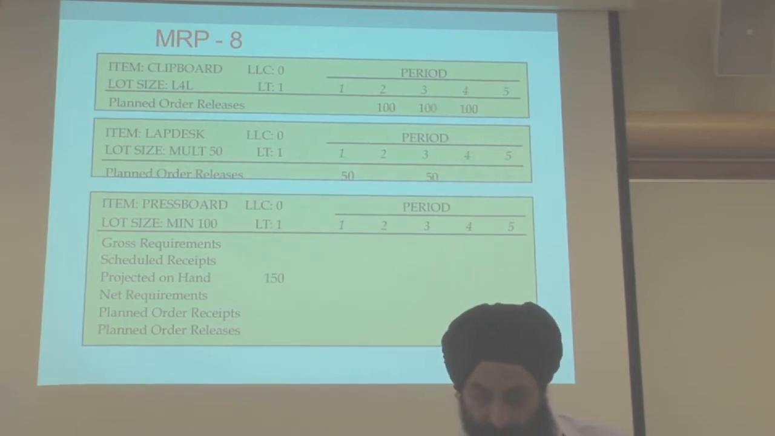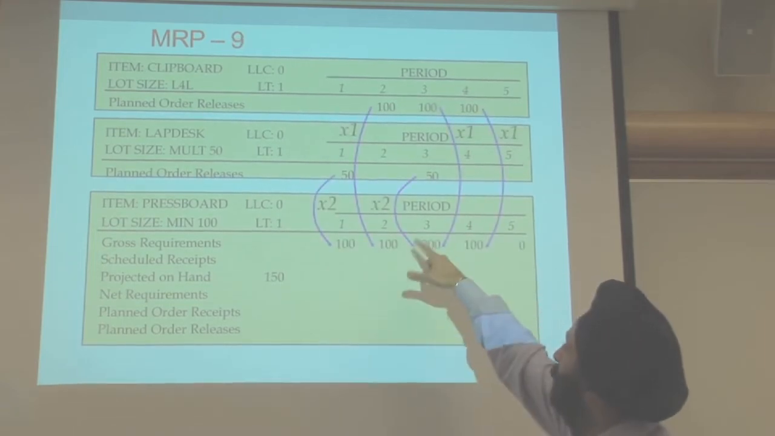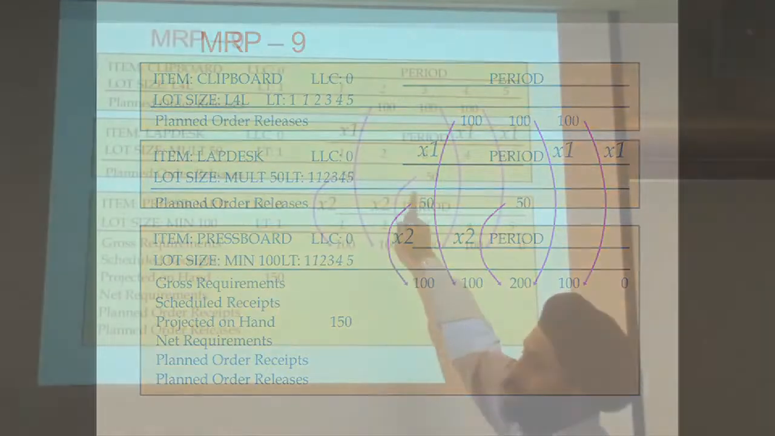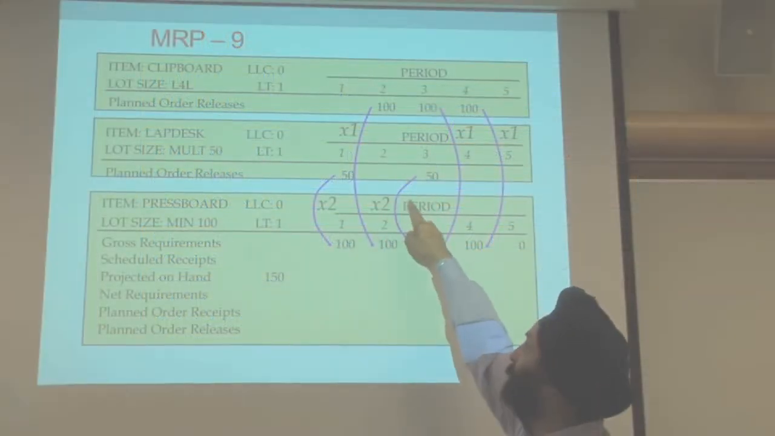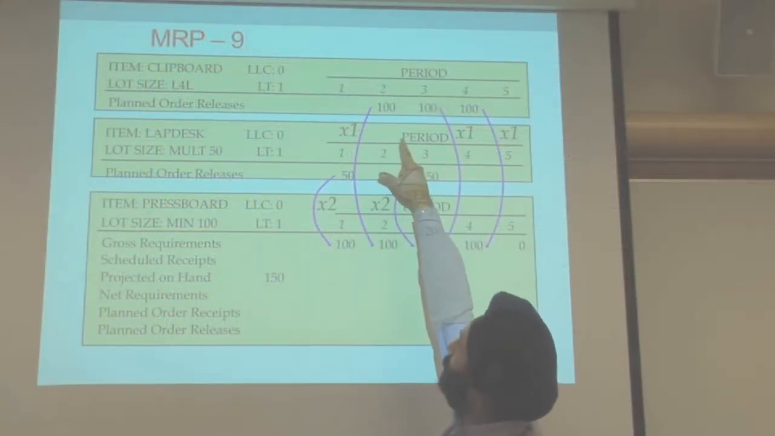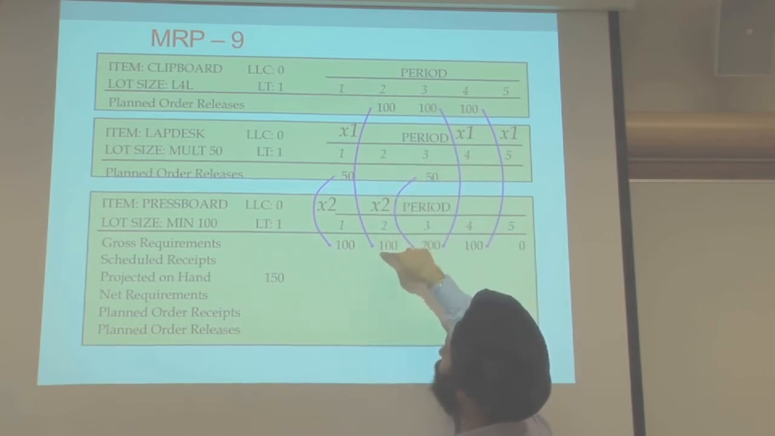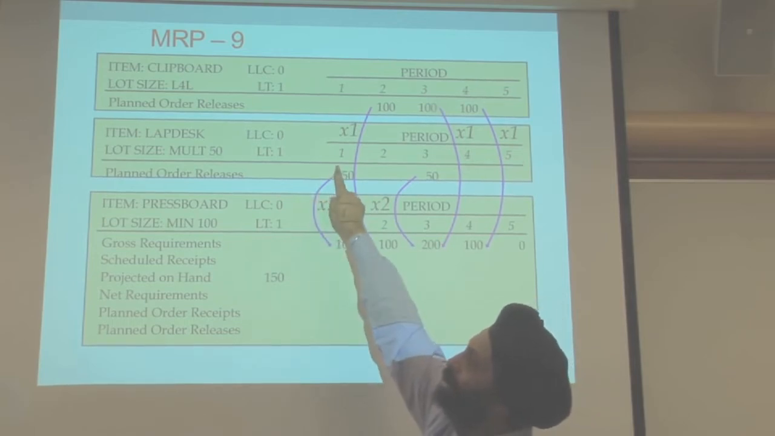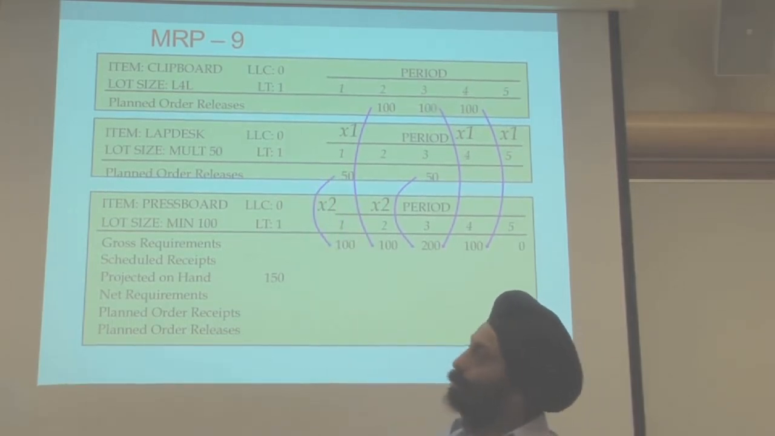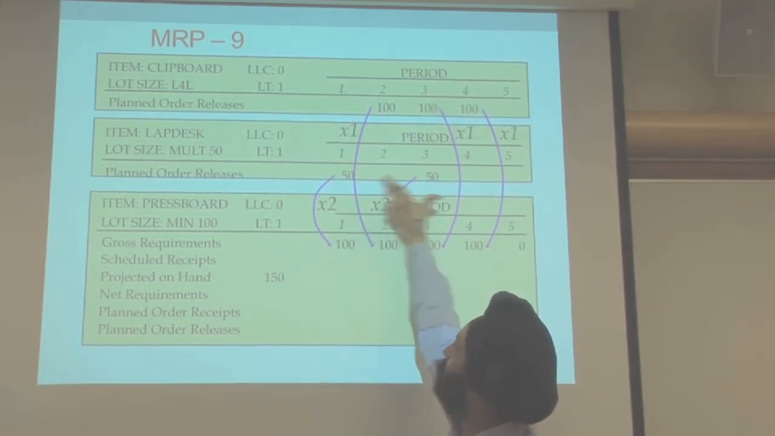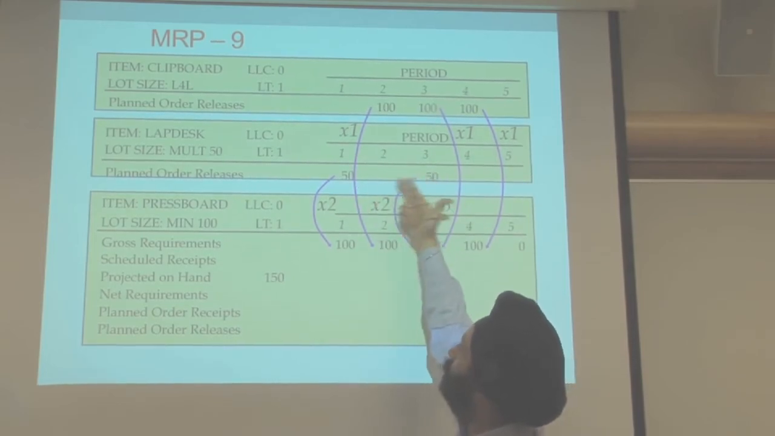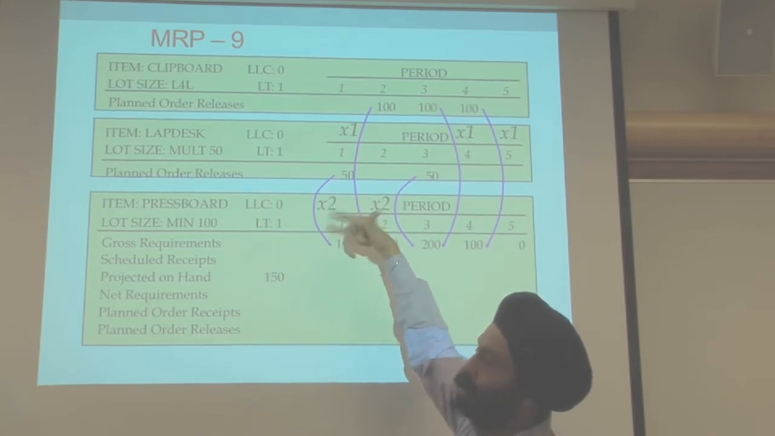Now, given this information, let's look at how many press boards are needed. For each clipboard, we need 1 press board, so that part is pretty straightforward. So 100 units in periods 2, 3, 4 will amount to 100 units going in periods 2, 3, and 4. But for each lap desk, we need 2 press boards. So this 50 and this 50 over here in period 1 and period 3 has to be multiplied by 2.